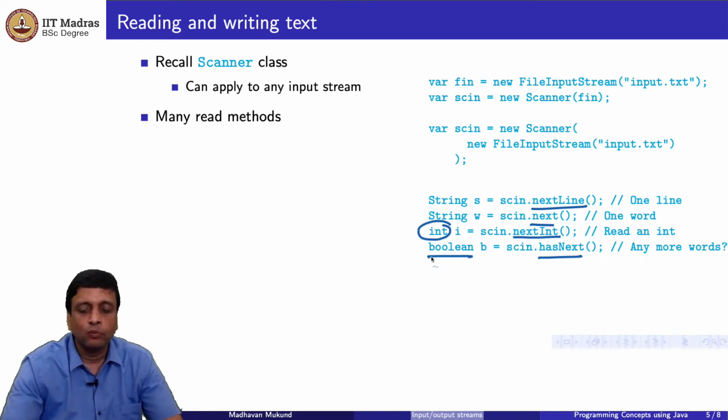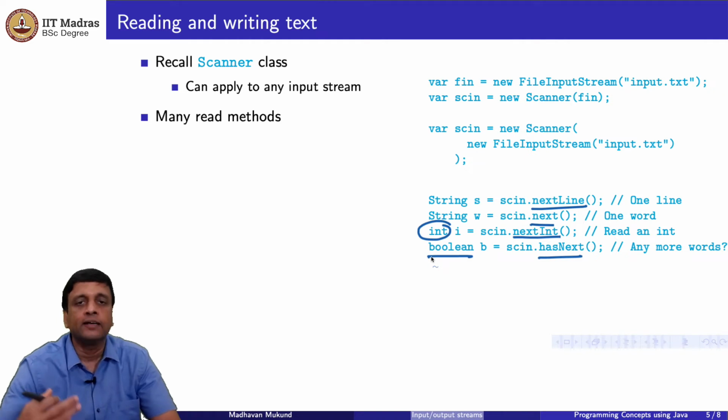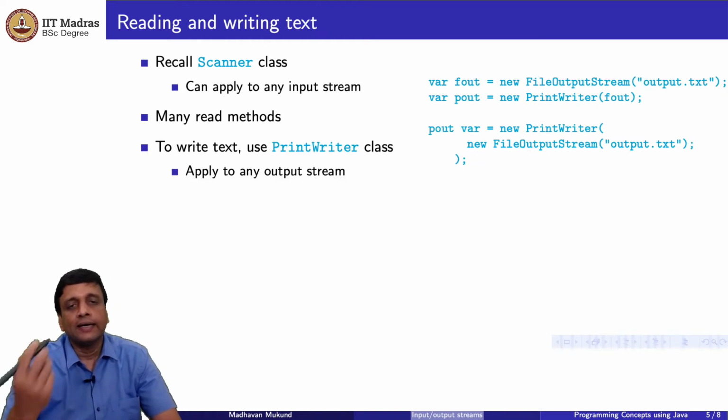And then you can also check whether there are any more words. This returns a boolean, true if there is a word still to come. So it's like an iterator. Remember, this has next. So is there one more word to read or not? Once you have a scanner class, then an object of scanner class can invoke on its input stream a variety of methods to read text data in different formats, either as a string or as an integer and so on.